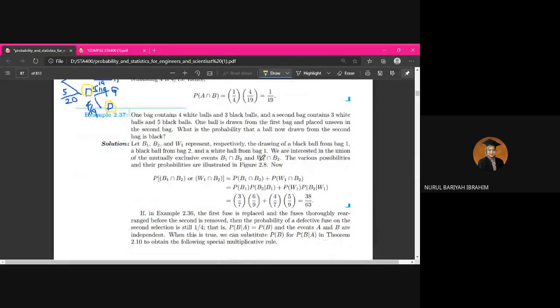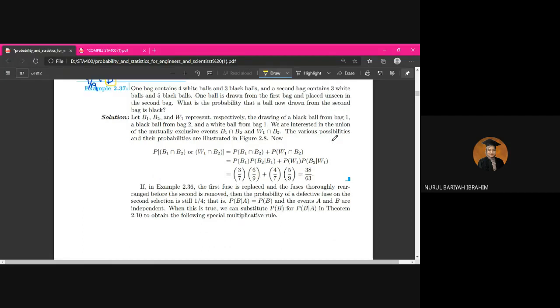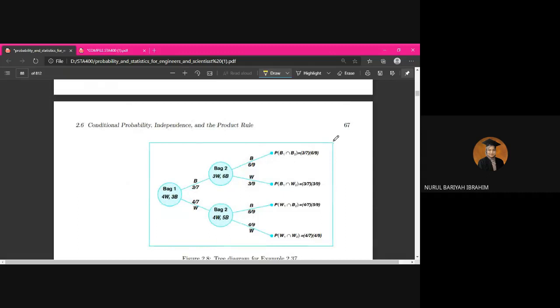Okay, the other example. If one bag contains 4 white balls and 3 black balls, and a second bag contains 3 white balls and 5 black balls. One ball is drawn from the first bag and placed unseen in the second bag. Okay, what is the probability that a ball now drawn from the second bag is black? Okay, so this is the illustration we dah buat. First drawn, kita ada 4 white and 3 black. So the probability will be 4 over 7 and 3 over 7.